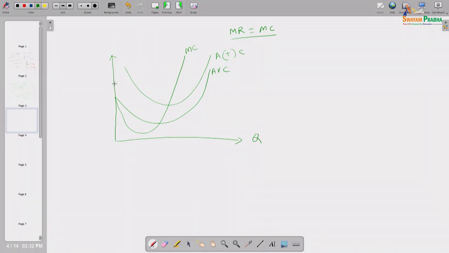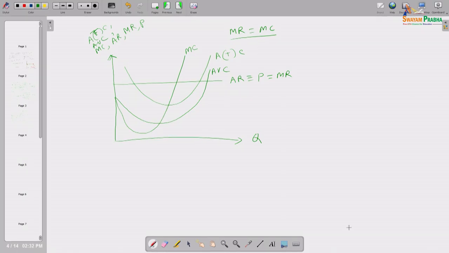And now suppose we plot this: the average revenue, which is identical to price, equals marginal revenue. In the vertical axis, other than quantity, whatever different variables appear in this diagram, we are measuring all of them on the vertical axis: average total cost, average variable cost, marginal cost, average revenue, marginal revenue, price, everything.